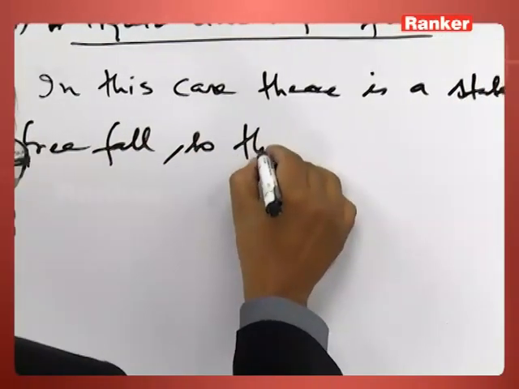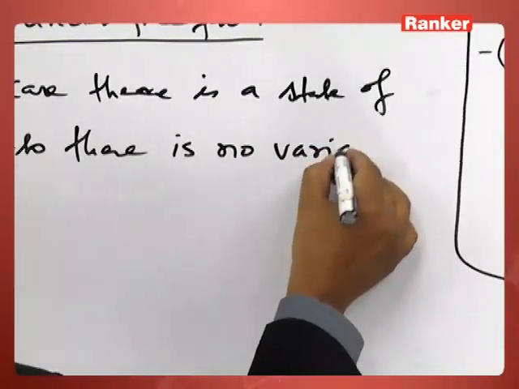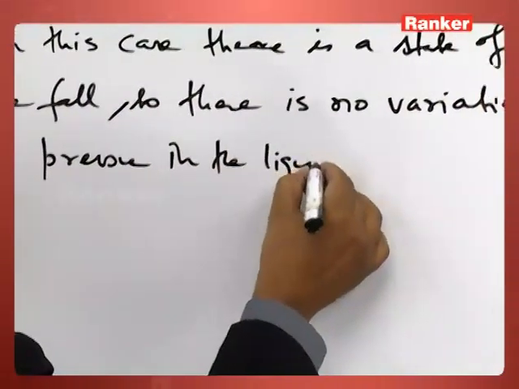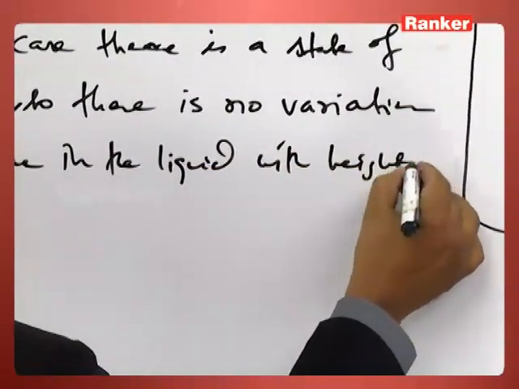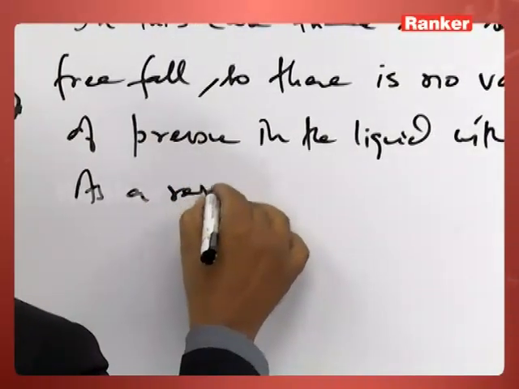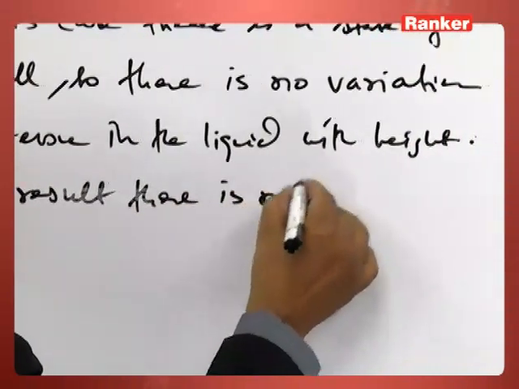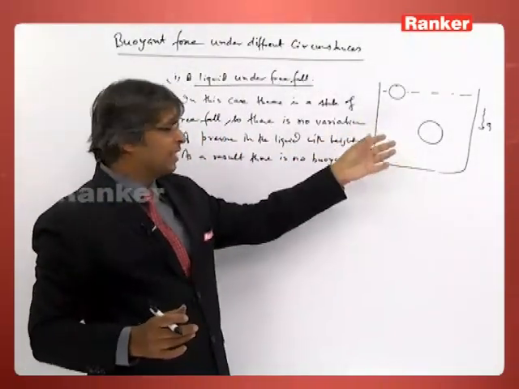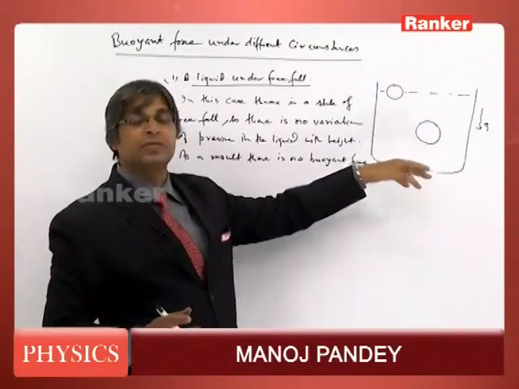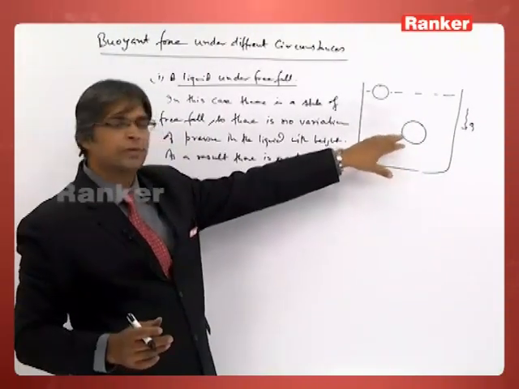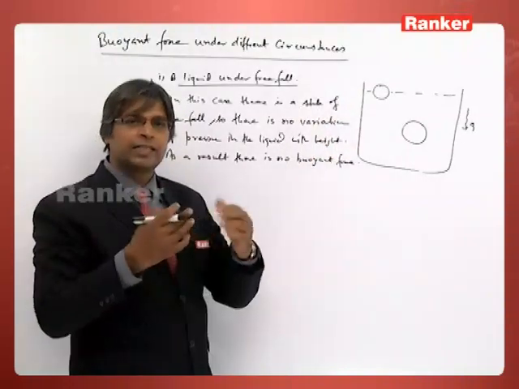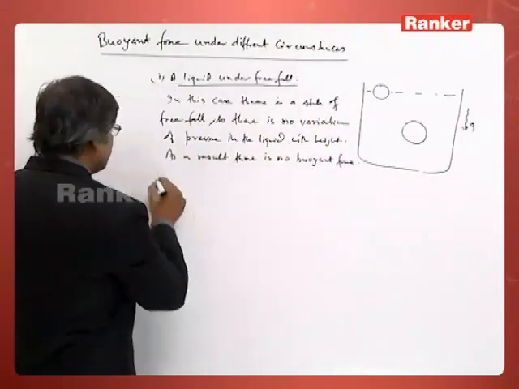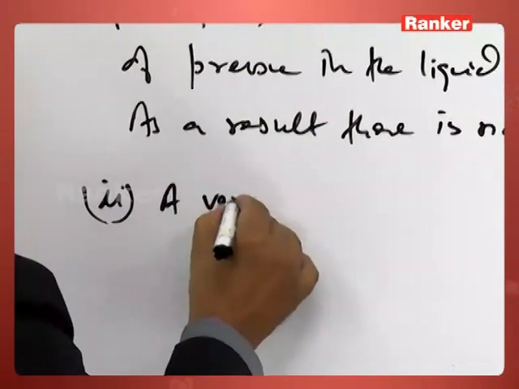So there is no variation of pressure in the liquid with height. As a result, there is no buoyant force. Everything is in a state of weightlessness and there is no buoyant force. So there is no weight and there is no buoyant force also. There is no relative weight this liquid will feel, so no buoyant force. Buoyant force is the weight of the displaced liquid. The liquid itself is in the state of weightlessness, so there is no buoyant force. This is the way.